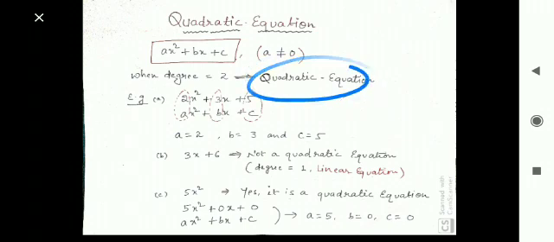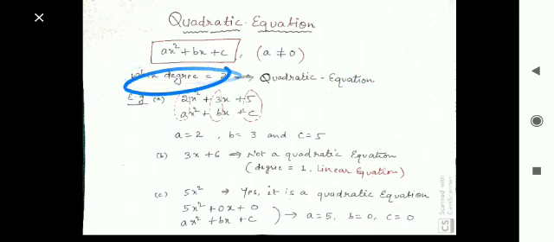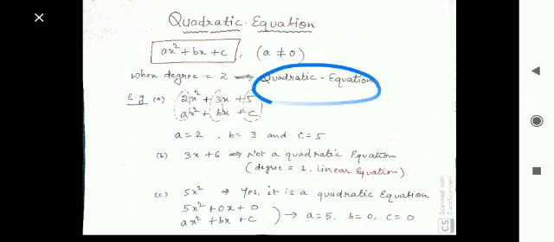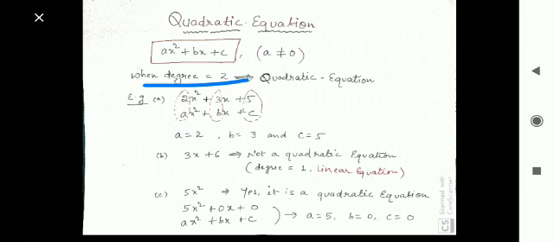It is compulsory for any equation to be quadratic that the degree is 2. If the degree is 1, then it is linear. So for having a quadratic equation, the degree must be equal to 2 and it is of the standard form ax square plus bx plus c. So this thing we have to remember for the standard form of the quadratic equation. Now for a better understanding of the quadratic equation, I have taken here three examples, A, B and C.